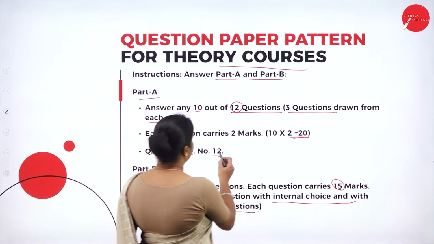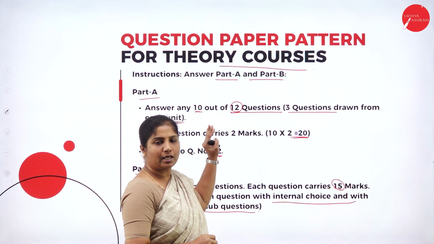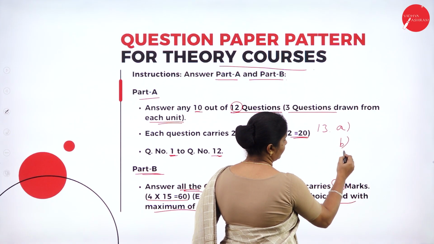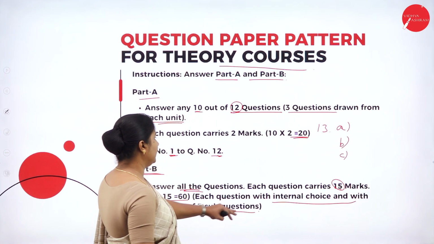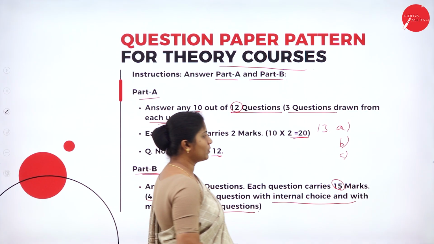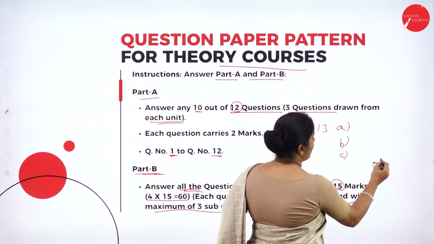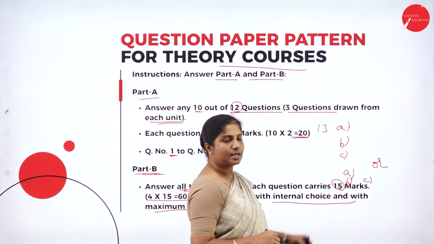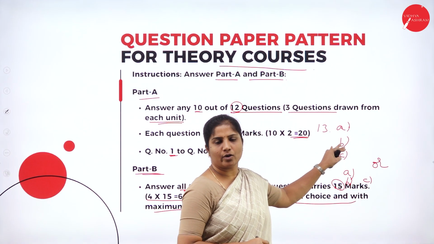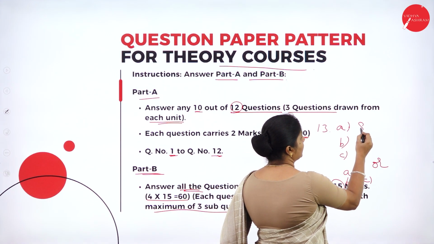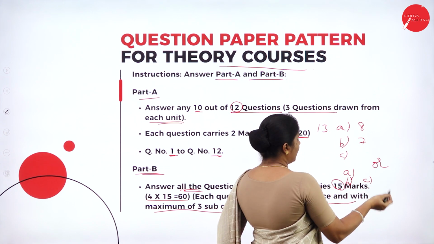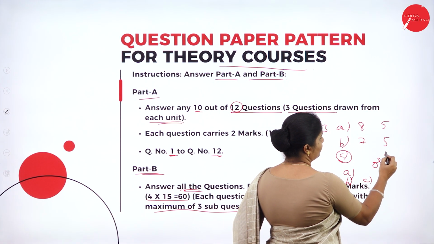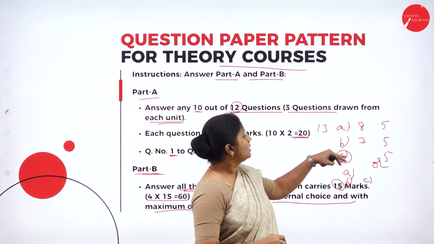So how does part B look? Till question 12, it will be in part A. From the 13th question, it contains A, B or C. Internal choice and a maximum of 3 sub-questions. A, B, C, so this or this. In this only they are going to divide the marks. If A comes for 8 marks, then B will be for 7 marks. If there is a C question, then they are going to divide 5, 5, 5. Like this.